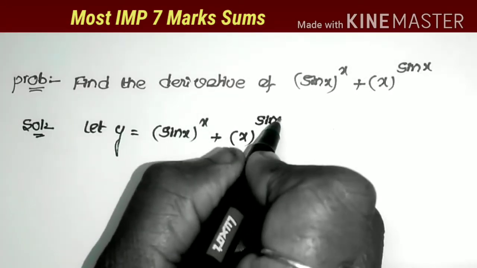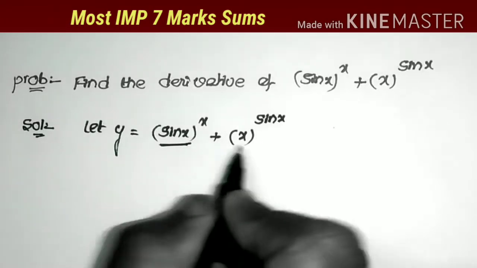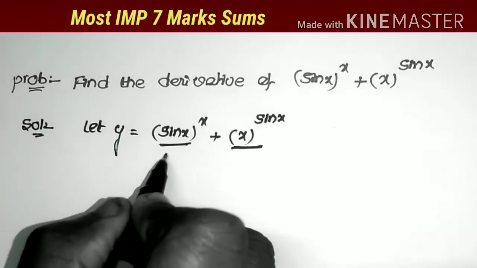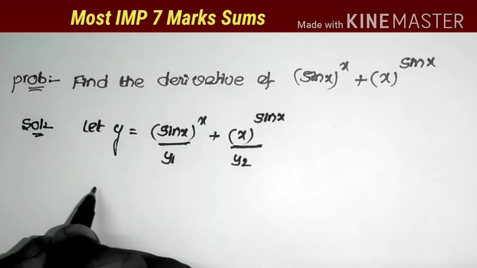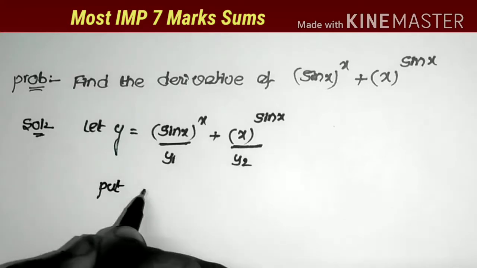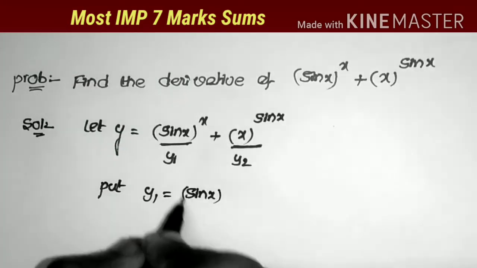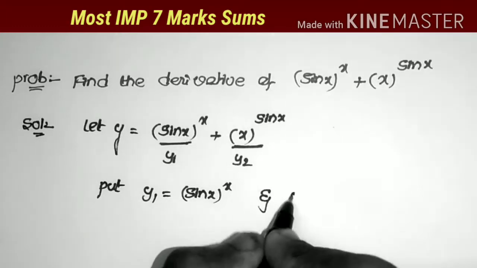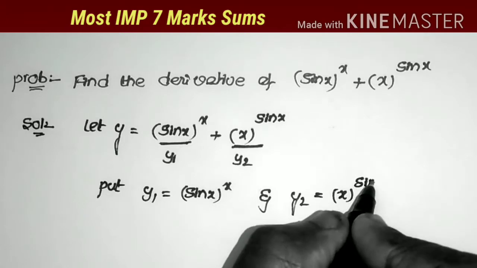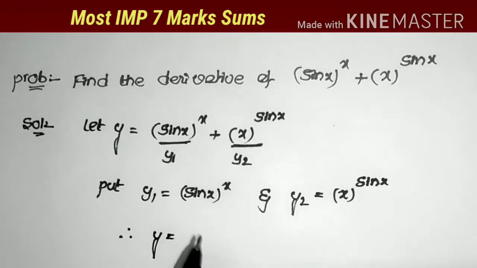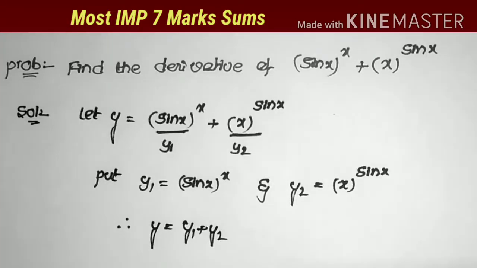To find the derivative of this problem, first of all we take the first value as y1 and the second value as y2. Put y1 = (sin x)^x and y2 = x^(sin x). Therefore, the given question becomes y = y1 + y2.